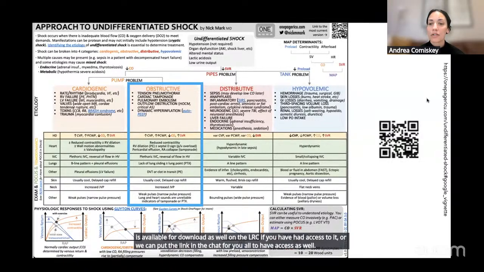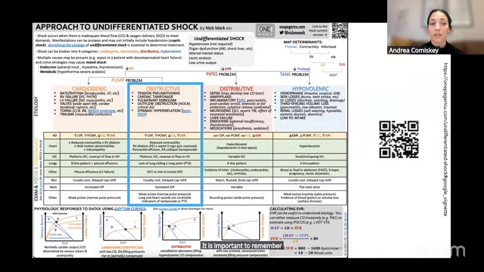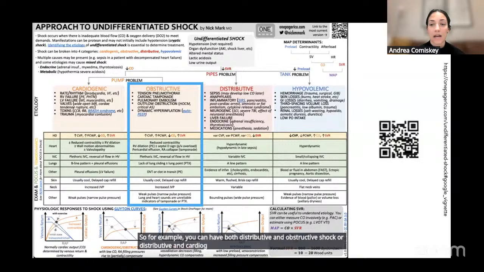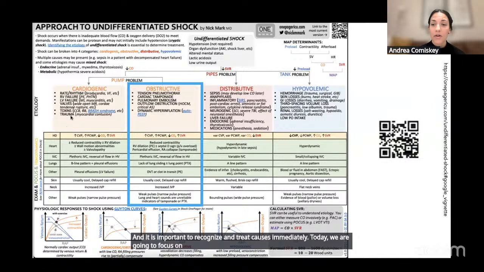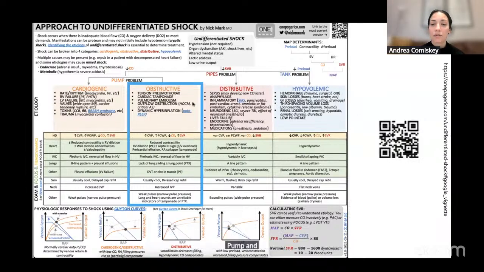It is important to remember that patients can have multiple forms of shock and not just stick to one. For example, you can have both distributive and obstructive shock, or distributive and cardiogenic shock at the same time. It is important to recognize and treat causes immediately. Today, we are going to focus on obstructive shock. If you think of blood pressure as perfusion and perfusion as a tank, pump, and pipe system, obstructive shock will refer mainly to a pipes problem due to a physical obstruction.